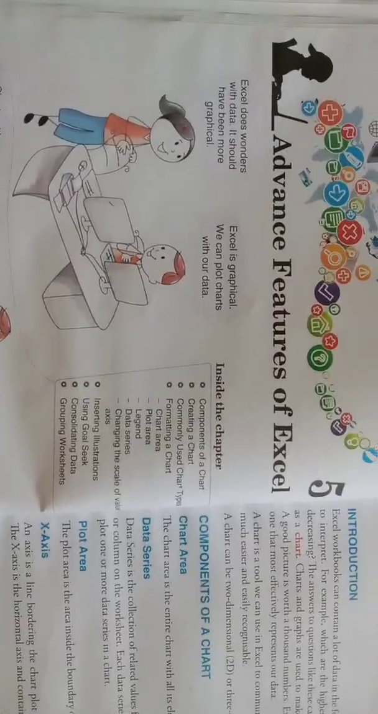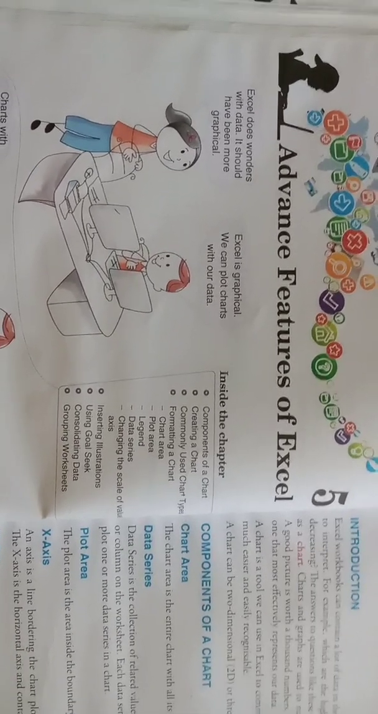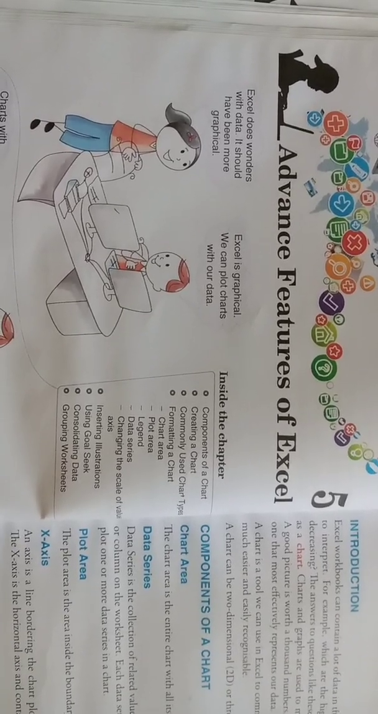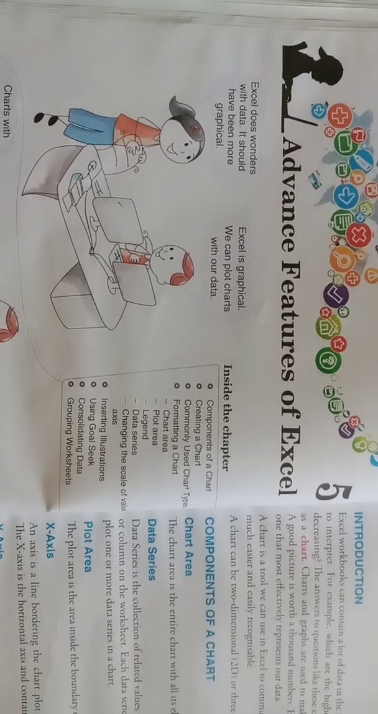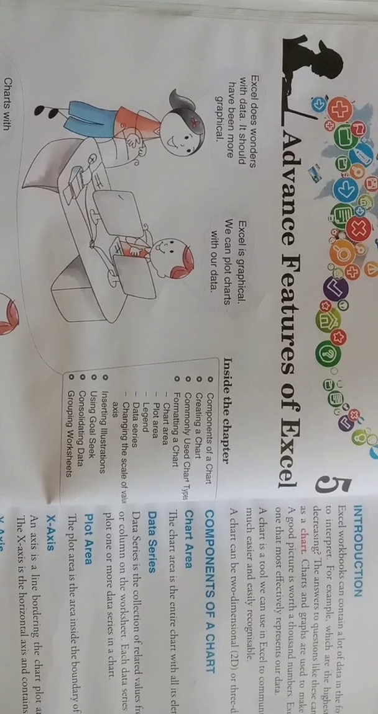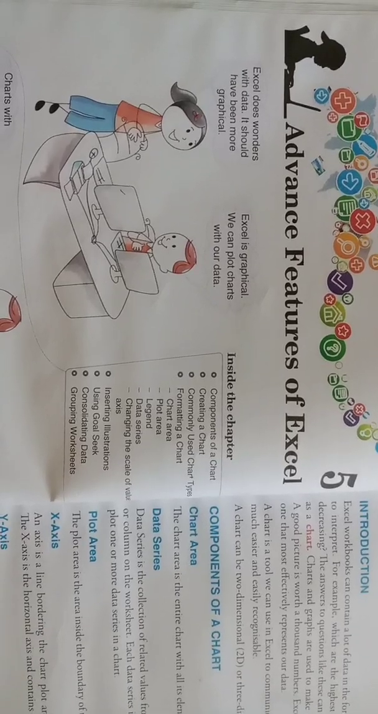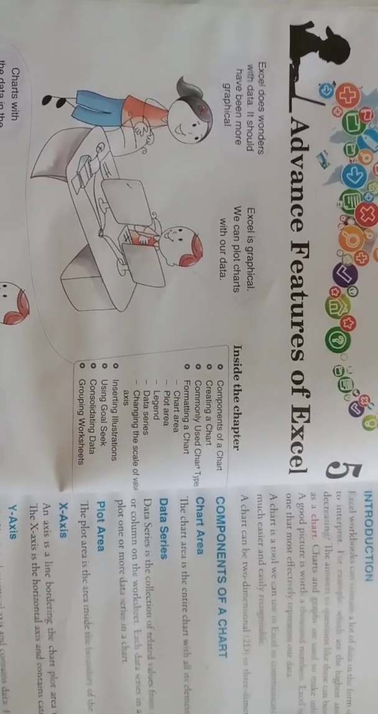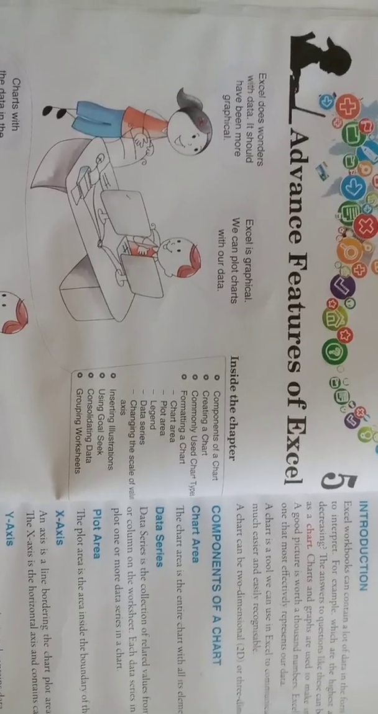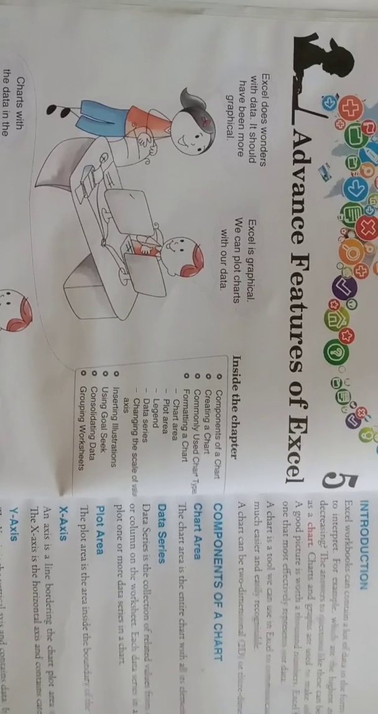So, components of the chart. What are chart components? First of all is the chart area. What is the chart area? The area in which the entire chart is placed with all its elements. What is data series? Data series is the collection of related values from the worksheet, which can be data from one row or column on the worksheet. Each data series in a chart has a unique color or pattern. We can plot one or more data series in a chart.